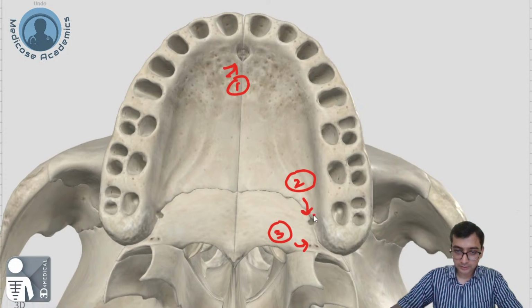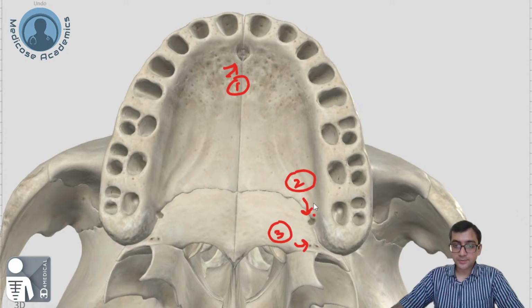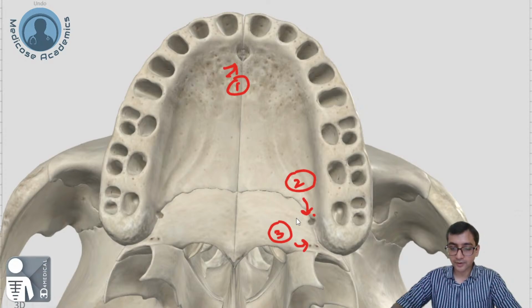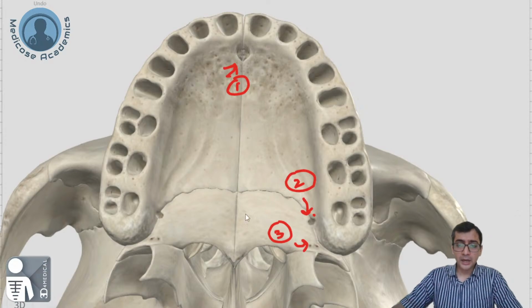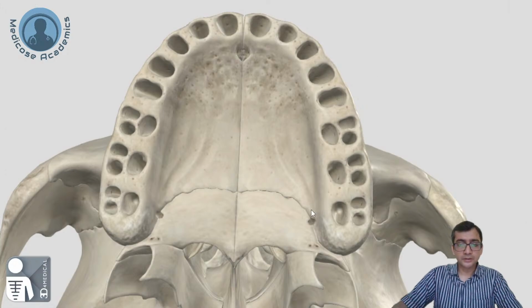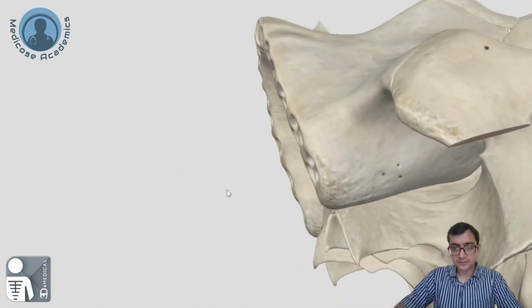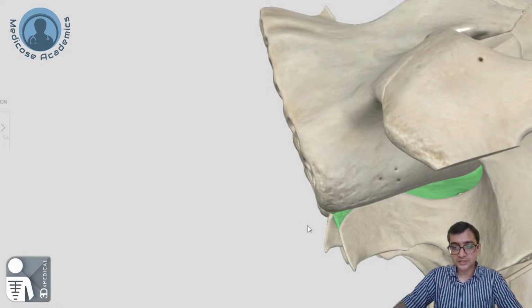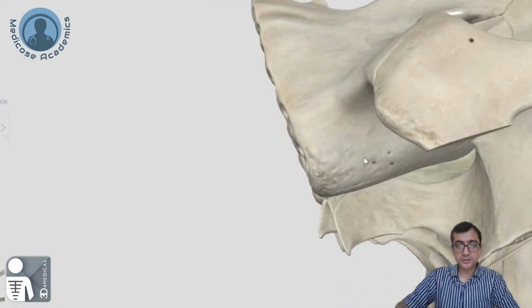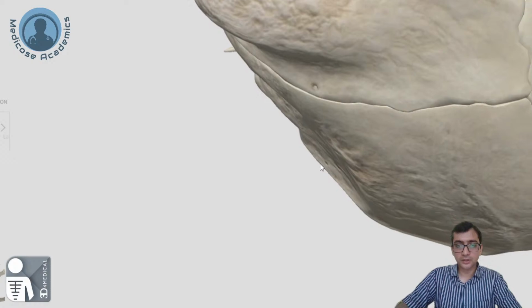Then there is the greater palatine foramen. It is present in the suture between the palatine and maxillary bone, and it contains the structures of the same name: greater palatine artery, nerve, and veins. And in the posterior aspect is the pyramidal process of the palatine bone. That is the same pyramidal process that was seen in the pterygomaxillary fossa.